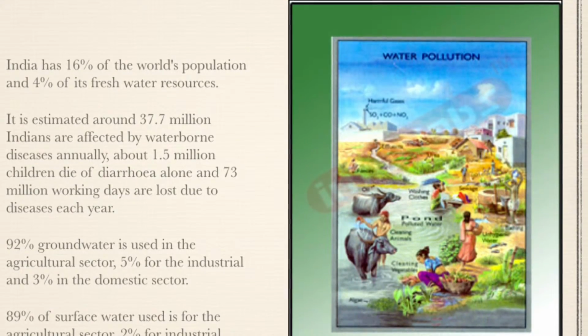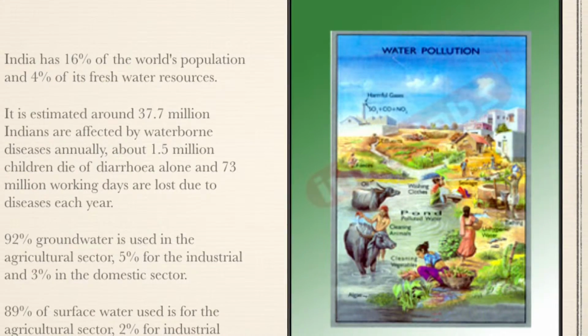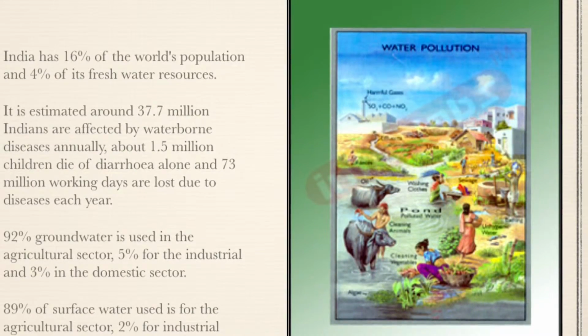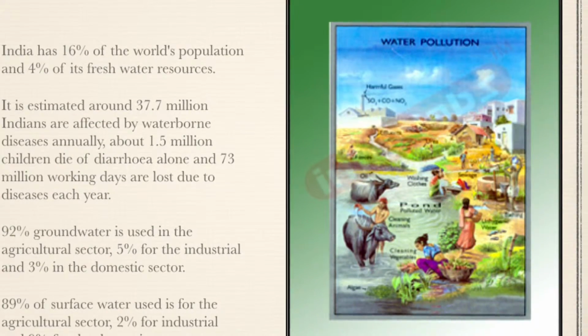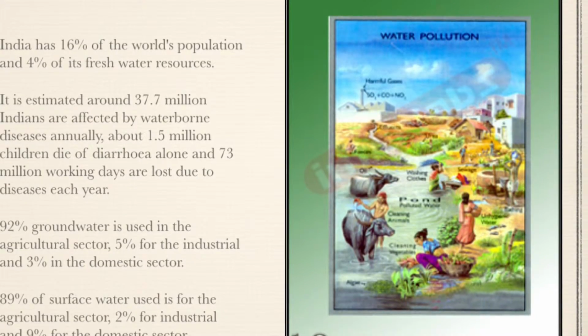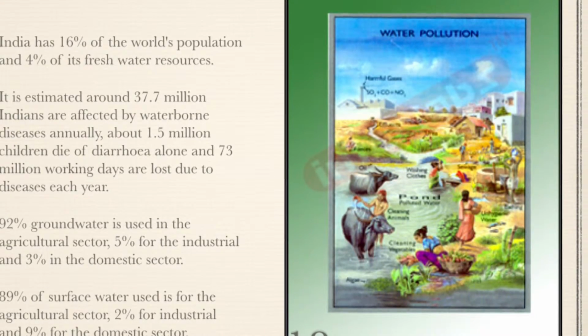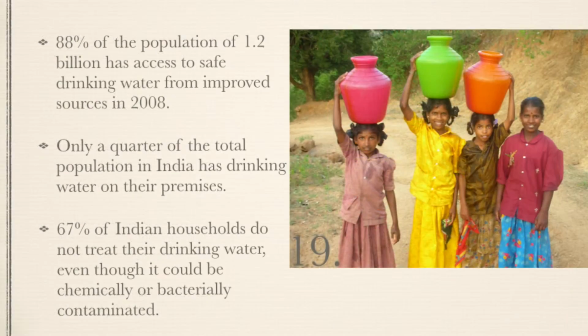92% of groundwater is used in the agricultural sector, 5% for the industrial, and 3% in the domestic sector. 89% of the surface water used is for the agricultural sector, 2% for the industrial and 9% for the domestic sector. This image shows the many ways water can be polluted in India.